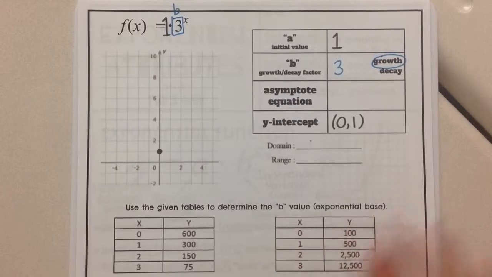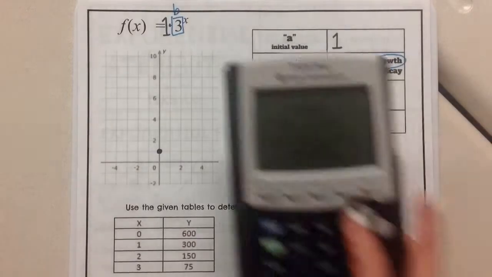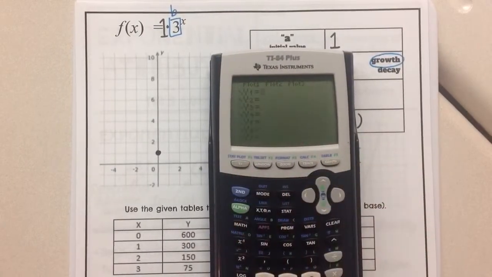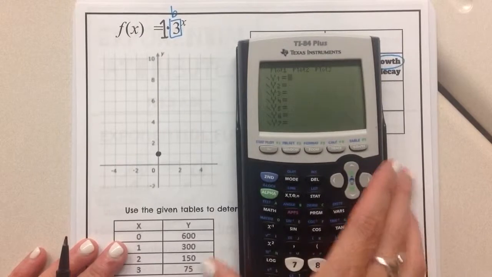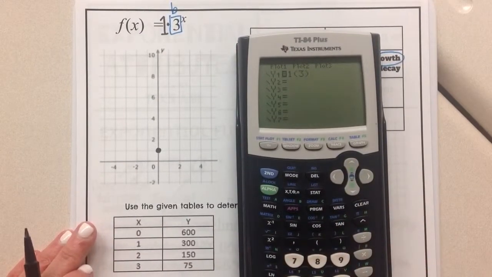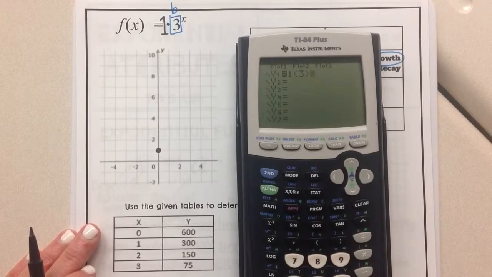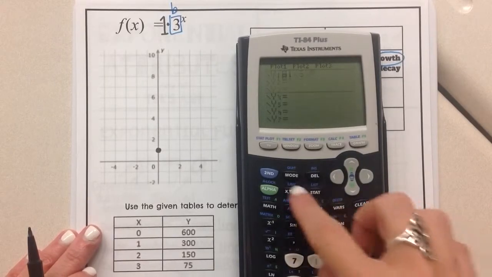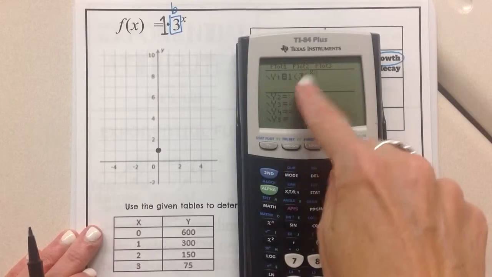And before I can find my asymptote equation and my domain and range, I need to sketch my graph. So I'm going to clear my calculator. I'm now going to go to y equals, and I'm going to type in 1 times 3. Remember, I put my 3 in parentheses. If I don't, it's going to look like 13 to the power of x. And I don't want that. I just want 3 to the power of x.